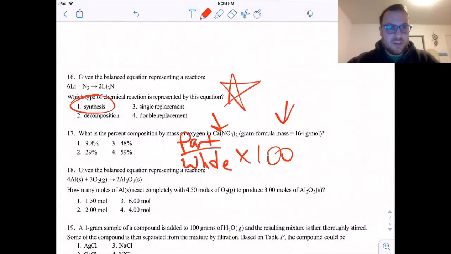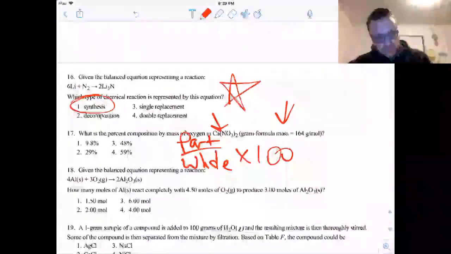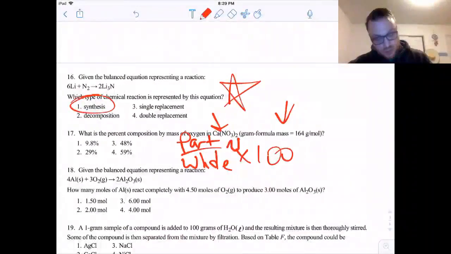So it wants the percent by mass of oxygen in this formula. When I look at this formula, that 2 you distribute to everything within the parentheses, and distribute means you will multiply it. So you have 6 oxygens in there. Oxygen weighs 16. That is my part. It gave you the whole. Multiply by 100 when you're done, because you need to make it a percent.